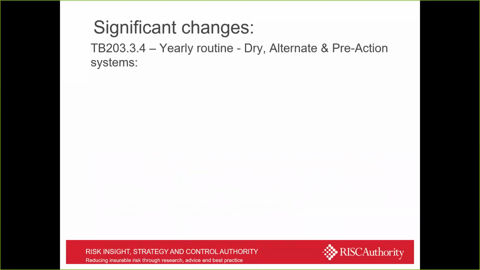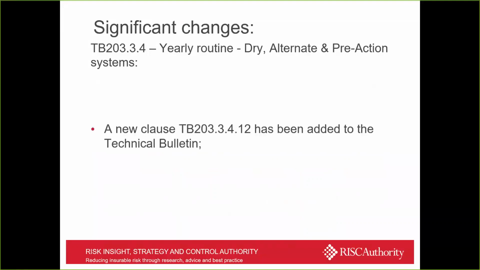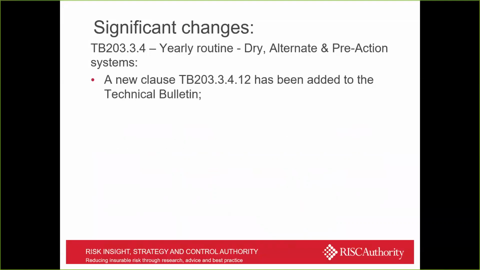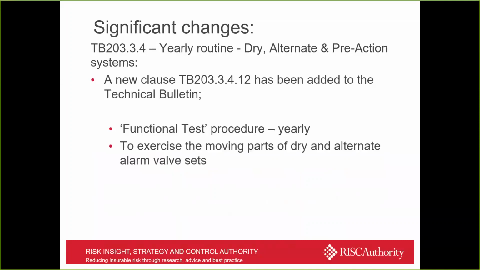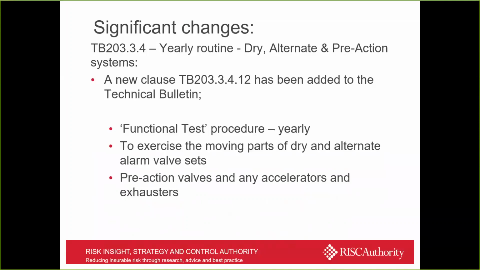So we've split this now into two more robust tests. The first test is an annual test, and there's a new clause, TB203.3.412, which was added to the Technical Bulletin, and this allows then for functional testing procedures to be carried out annually, exercising the moving parts annually on both dry, alternate, and also pre-action control valves and accelerators, etc.